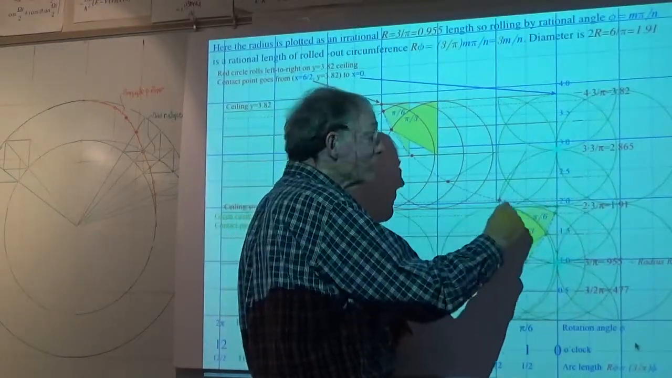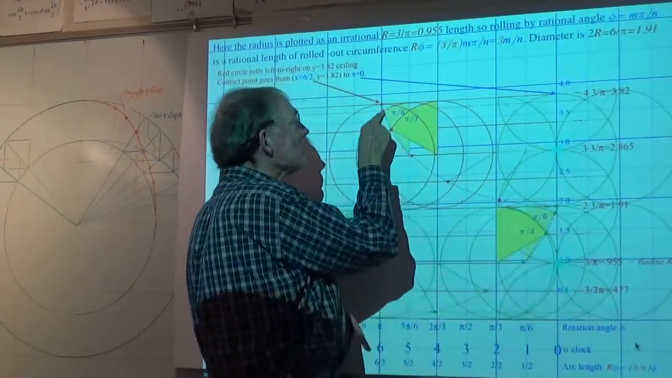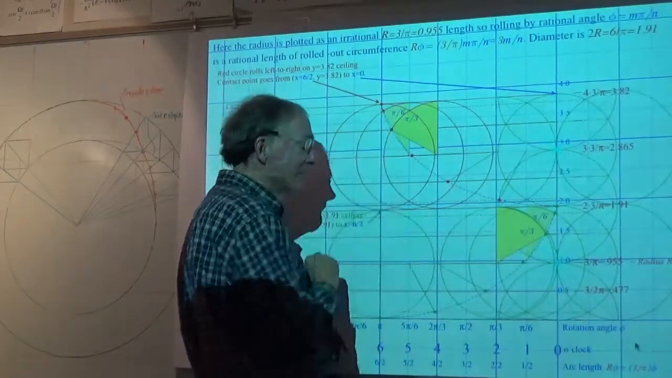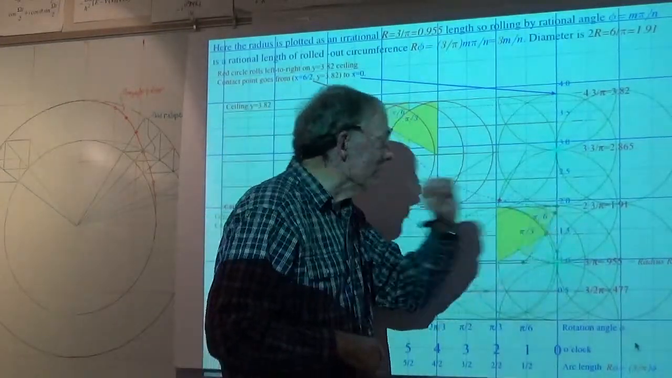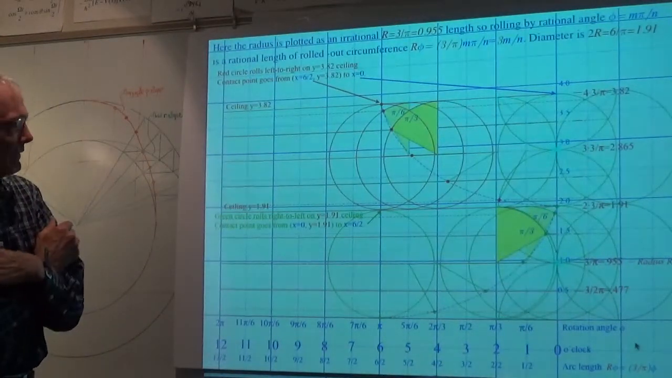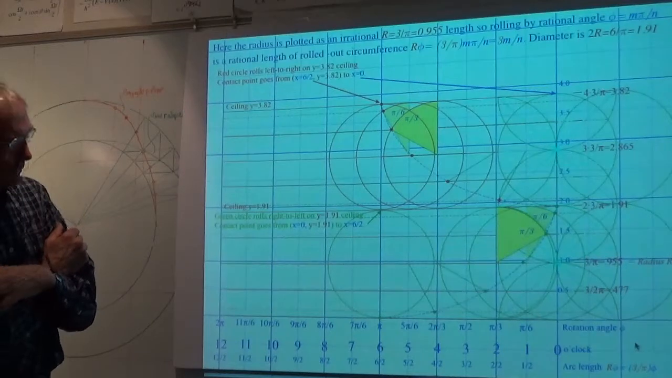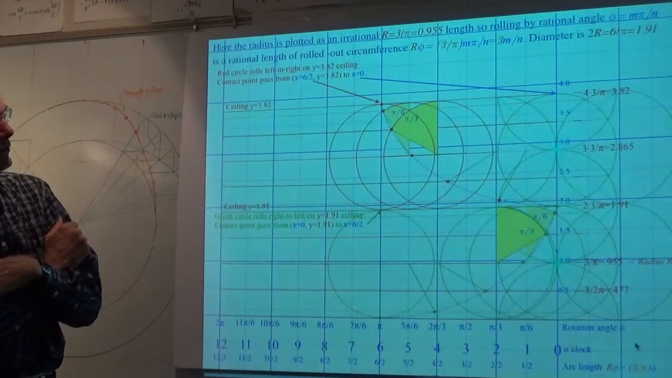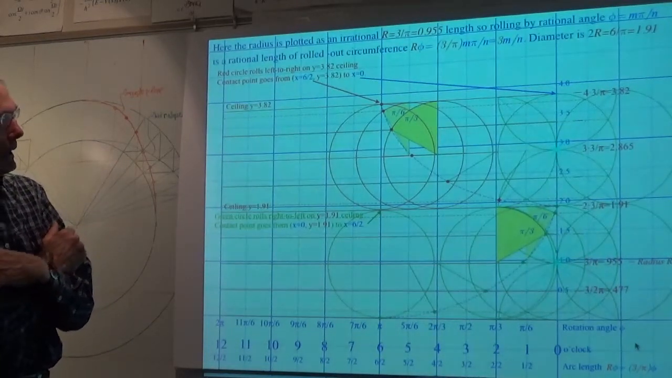But the bottom of the cycloid is very flat. Where it really goes crazy is right there. And this one goes crazy right there. And I'm going to explain a little bit about that as we go into the algebra of the cycloid a little bit. We're also going to do some of this stuff algebraically.